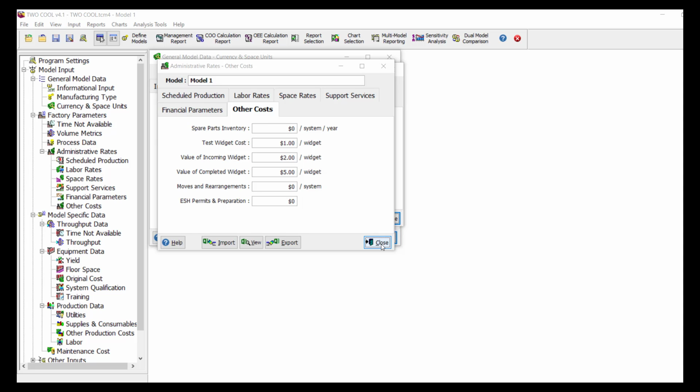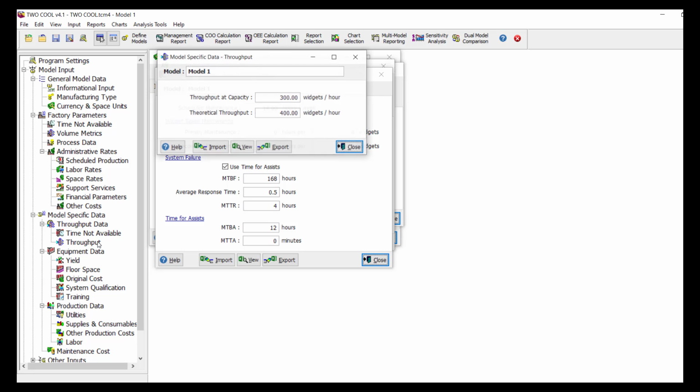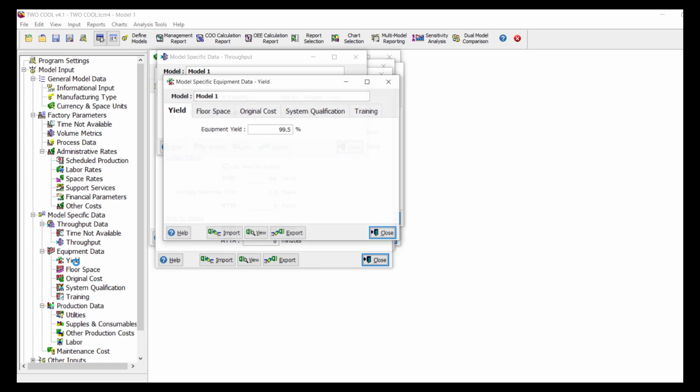Now let's look at the model-specific data. This section primarily deals with data under the control of the equipment and material suppliers. Again, we'll start with the time not available, which we previously updated. We have also previously updated the throughput form. Yield has also been updated, as was floor space and original cost.